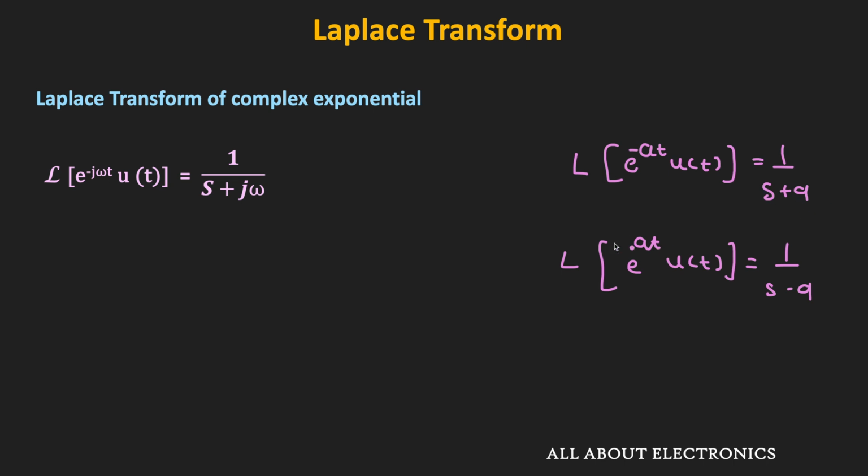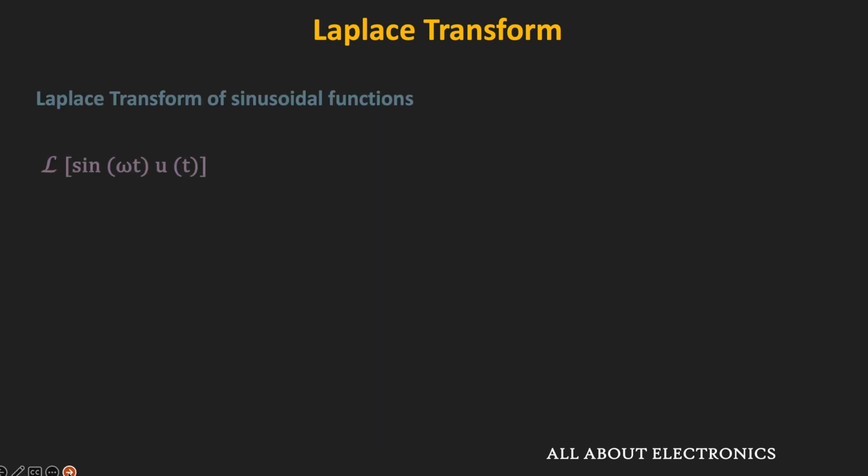And similarly in the exponential, when we have a plus a, then in the Laplace transform we will have a minus a. So similarly, the Laplace transform of the function e to the power minus j omega t times u of t is equal to 1 divided by s plus j omega. And likewise, the Laplace transform of the function e to the power j omega t times u of t is equal to 1 divided by s minus j omega. So using the Laplace transform of these complex exponentials, we can also find the Laplace transform of the sinusoidal signals.